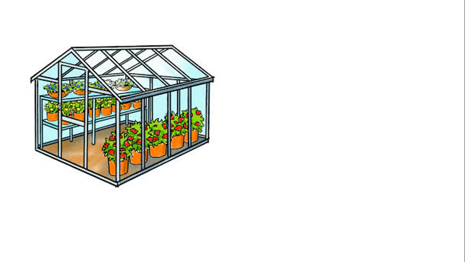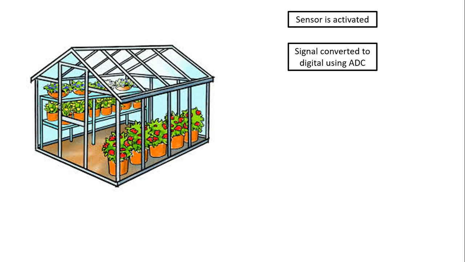The example that we're going to use is a greenhouse. So the first thing that happens, step number one, is the sensors are activated. So a greenhouse would use a variety of different sensors. So for example, a temperature sensor, a gas sensor, a pH sensor, and possibly a moisture sensor. The signal is converted then to digital using an analog to digital converter.